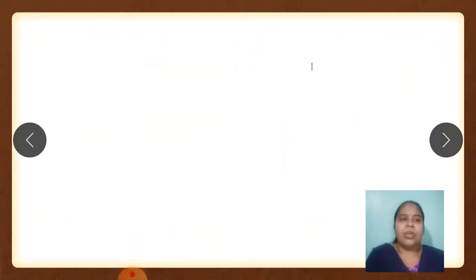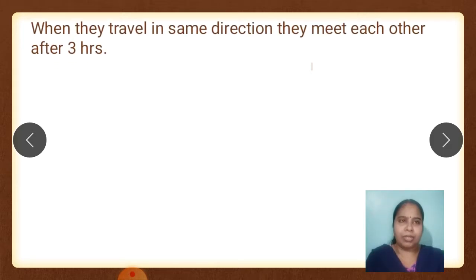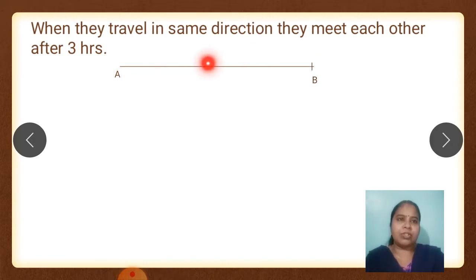Now, in order to understand the second equation, I am again showing the diagrammatic representation. When they travel in the same direction, they meet each other after 3 hours. Now the first condition was they were traveling in opposite directions. One in this direction and one in this direction. Yes, look at this. Now this is point A and this is point B. First condition was he was traveling here and he was also traveling here. So both were traveling in opposite directions. They met after 20 minutes.